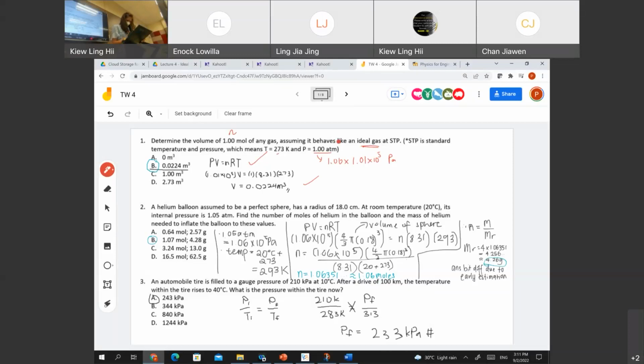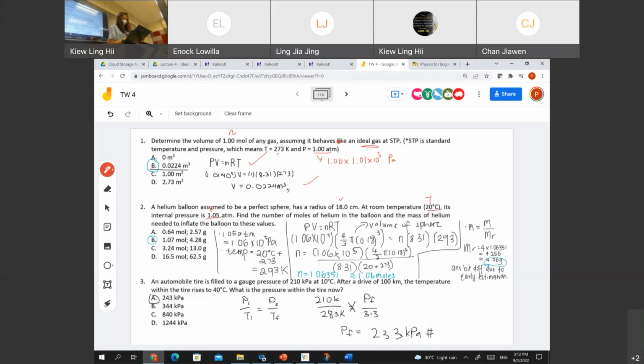Question 2. A helium balloon is a sphere, with a radius of 18 centimeter, temperature given at 20 degrees Celsius, and let's say the internal pressure is 1.05 atm. Find the number of mole, find n, and also the mass of the helium gas.